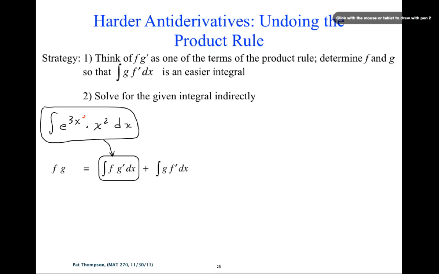It's not what we have, so we think of maybe undoing the product rule. And we're going to go with this. From what we learned in the last example, what might we make f and what might we make g prime? F should be x squared, thinking about reducing the power of it, and then g prime, e to the 3x. So that would make f prime 2x, and now we've got a mini little antiderivative to do here.